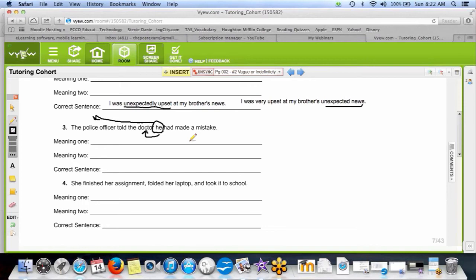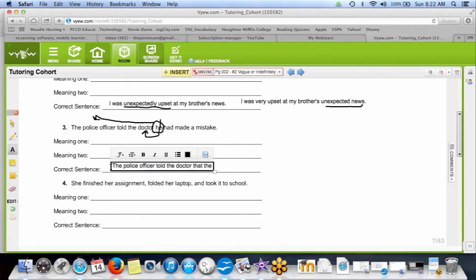Don't know which one. So again, our answer is going to take out the vague pronoun he. Just kind of take that out, right? And then we're just going to correct the sentence and we're just going to replace it with whoever made the mistake. So in this case, we'll just say that the doctor did, okay? But it doesn't have to be. So police officer told the doctor that the doctor. Now post repeats, had made a mistake.